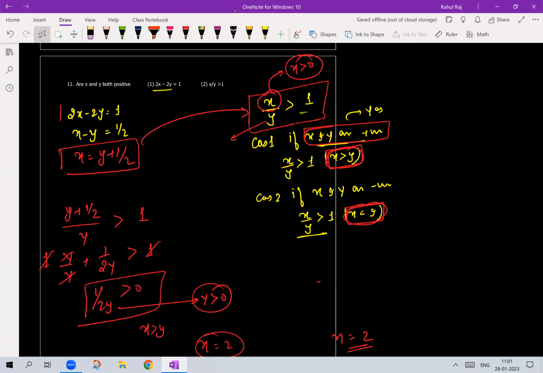Shreya, Manan, clear? Any problem? Arun, Ulash, is this clear? Rahul, just one thing.